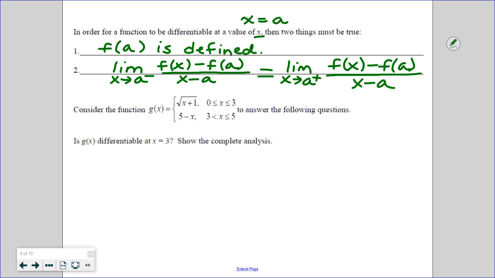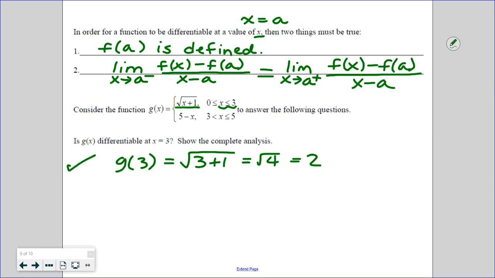Show the complete analysis. First of all, we just have to make sure that g of 3 is defined. To find g of 3, because this is where x is equal to 3, we plug 3 into the square root of x plus 1. And we get 2, which means check, it passes number 1. g of 3 is defined.